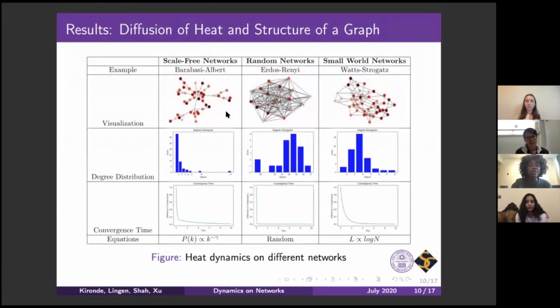To understand this, we must first define convergence time. In this case, it was the time it took for a system to reach a steady state, where the temperature is no longer changing. To find this, we tried two things. First, we found the time it would take for all the nodes in the network to reach average temperature. However, this was inconclusive for non-connected graphs.